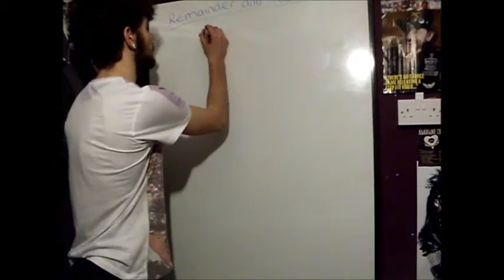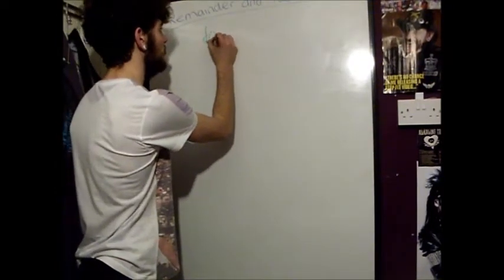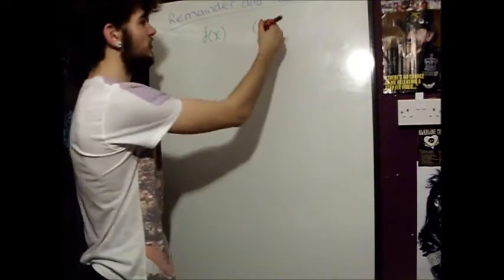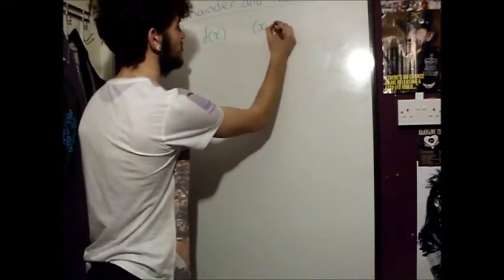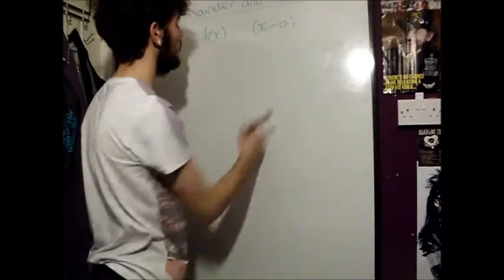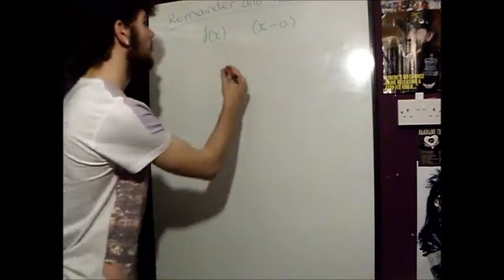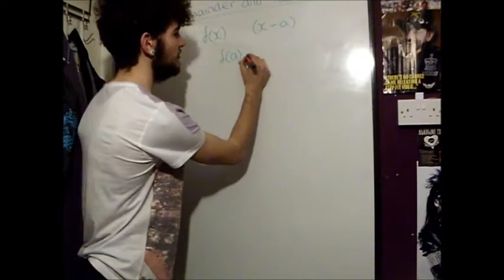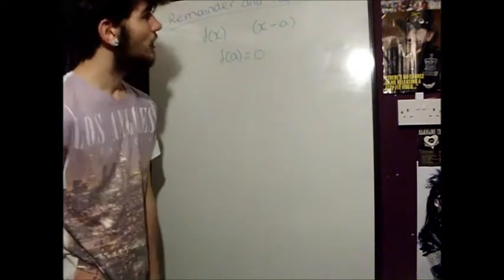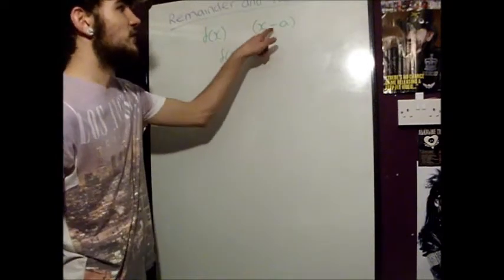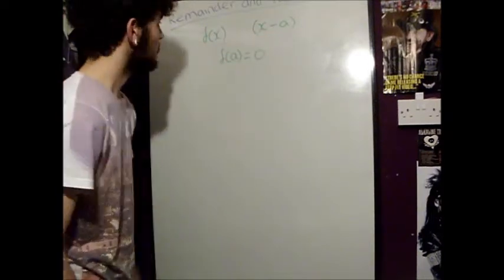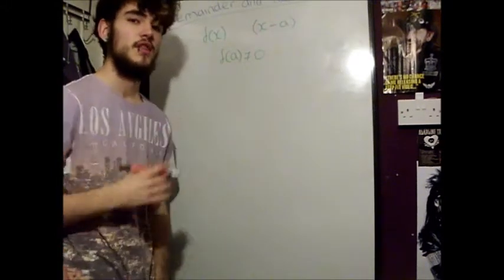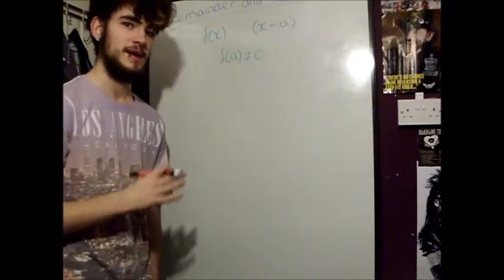So if you wanted to find out if x minus a was a factor of f of x, then you would sub in a as your x terms, and if it equals 0, then that means that x minus a is a factor. If it doesn't equal 0 and it equals another number, the number that it ends up with is the remainder.